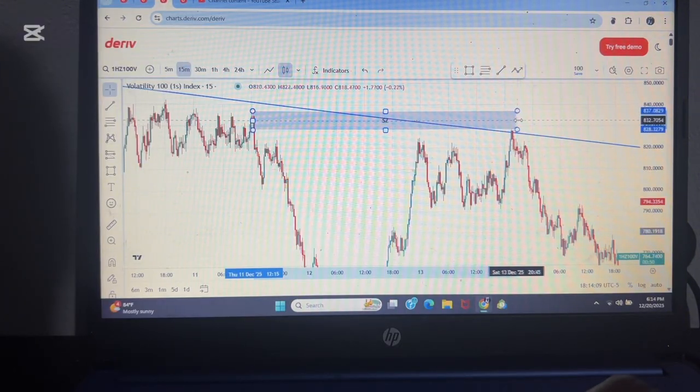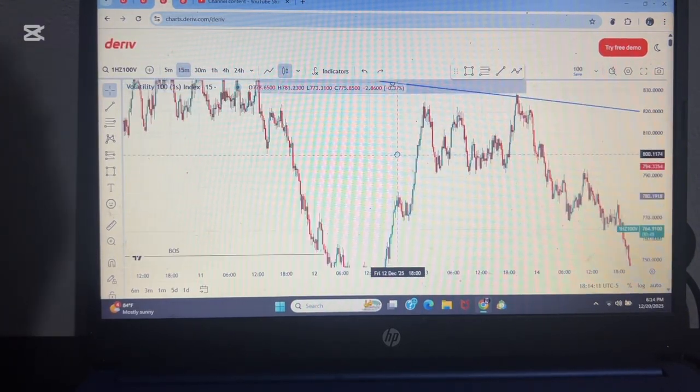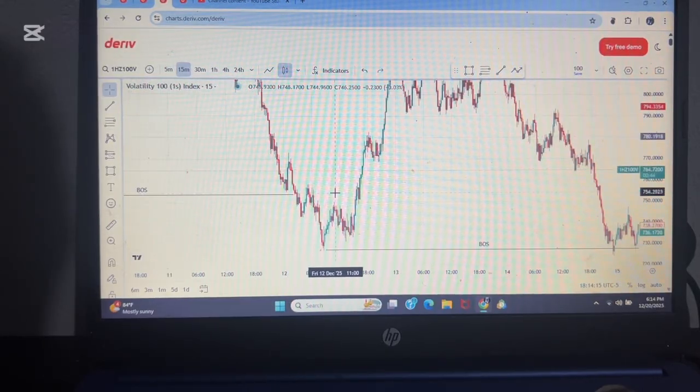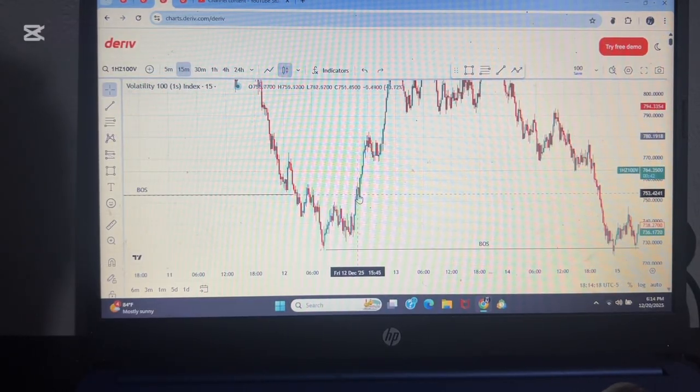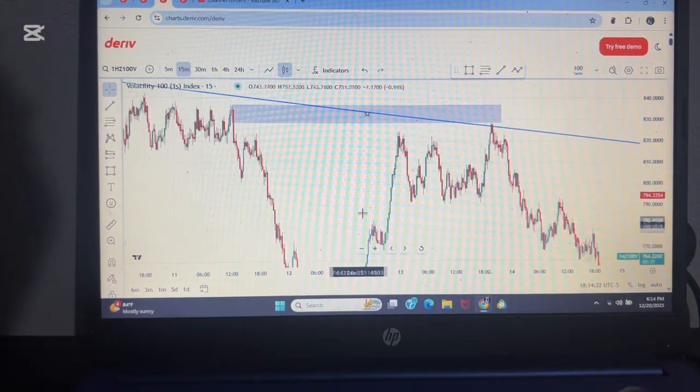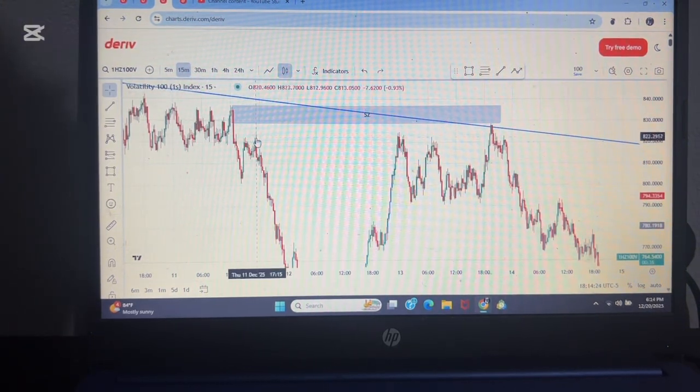And then what did price do? Price came down, price broke structure, and then price came back. It can be a long wait still. It can be a long pullback. As I can see, price comes back and then price goes whoop, sweeps this high.